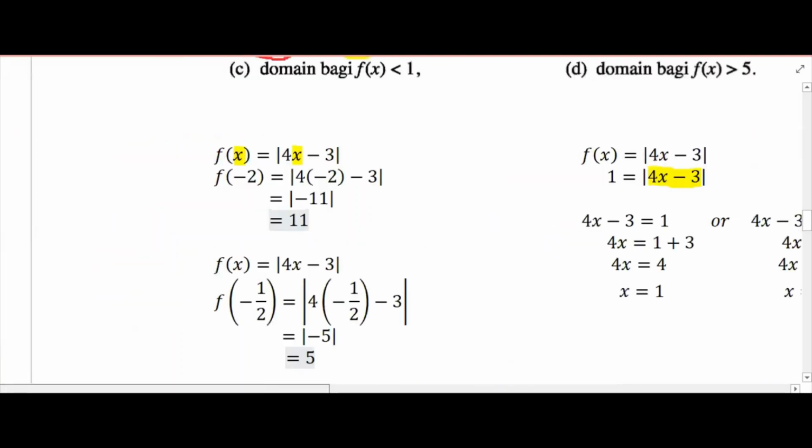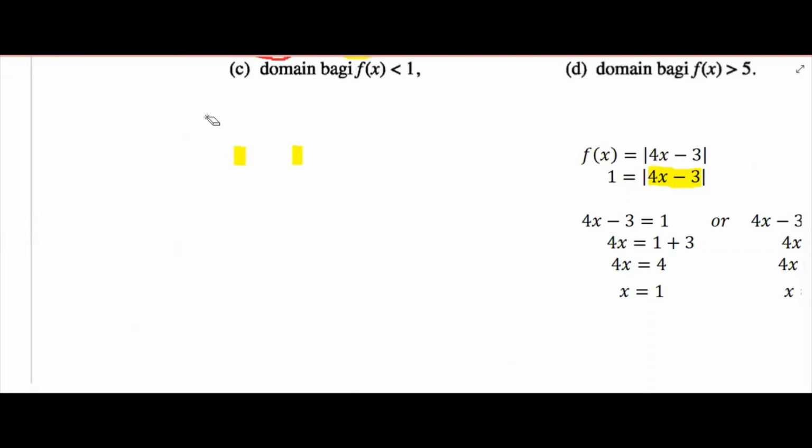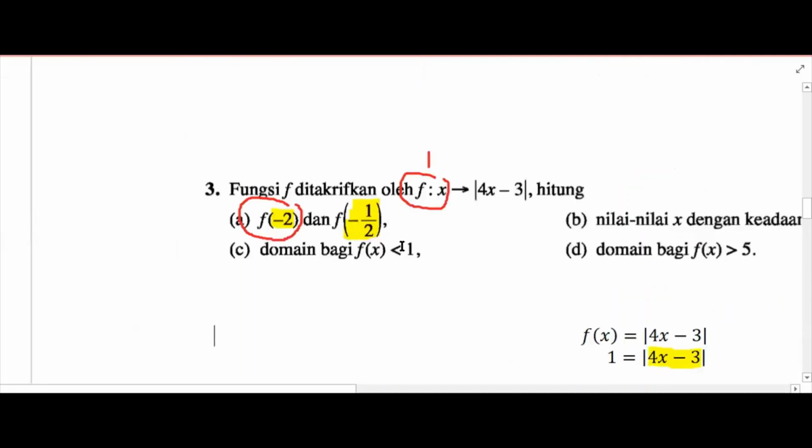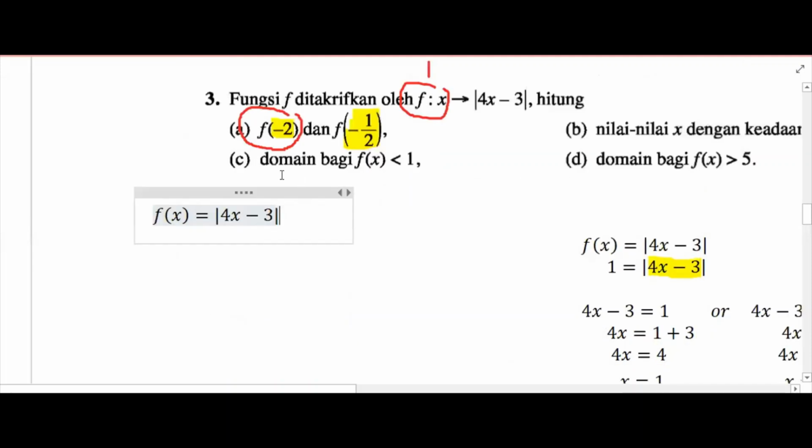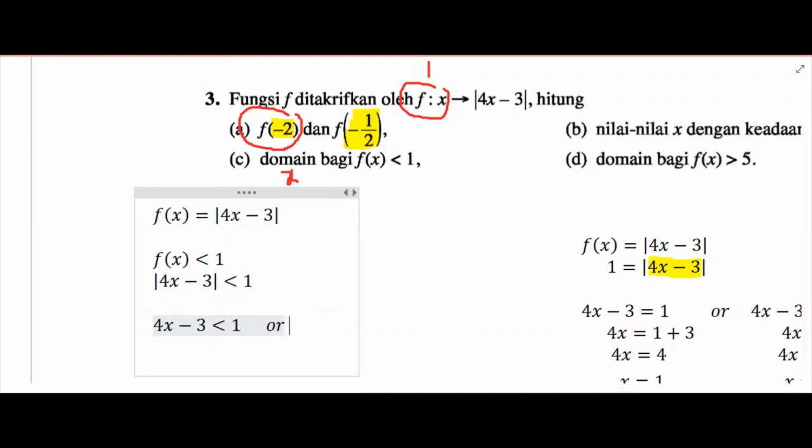Okay, so now you look here, this one I delete. Okay, for C, find the domain for f(x) is less than 1. So f(x), I copy again. f(x) equals modulus 4x minus 3. And then it asks to find the domain. Domain is x, codomain is y. Okay, so I say that f(x) is less than 1. So modulus 4x minus 3 is less than 1. Then you open the modulus. So 4x minus 3 is less than 1. You write like normal. Another one, 4x minus 3 is more than negative 1. Change your sign, both change. Less becomes more, positive 1 becomes negative 1.